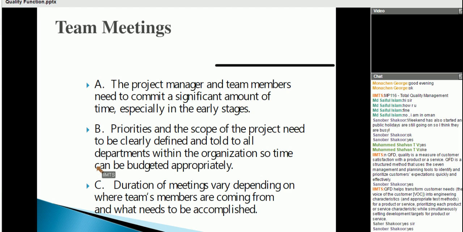Team meetings. The project manager and team members need to commit a significant amount of time, especially in the early stages. Priorities and the scope of the project need to be clearly defined and told to all departments within the organization, so time can be budgeted appropriately. Duration of the meetings varies depending on where team members are coming from and what needs to be accomplished.